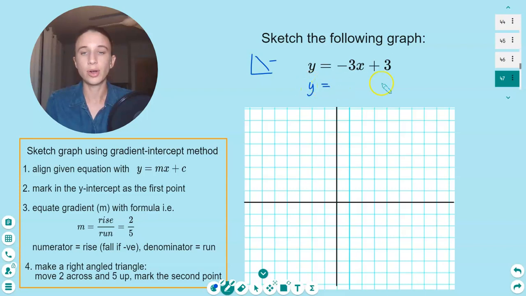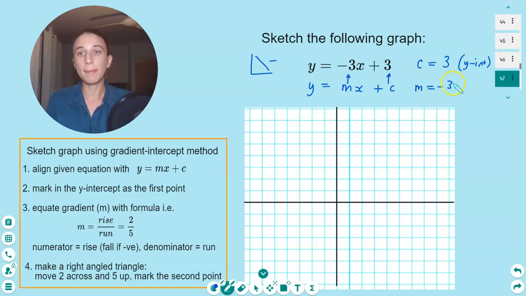So again, writing directly underneath, y equals mx plus c. Now, that means that the m value is -3 and the y-intercept is 3. So you can write it in. I'm just going to write c is 3, y-int. M is -3. And remembering that you can write any whole number as over 1, as divided by 1, because that helps us equate our rise and run. Remember that thing? Numerator with numerator, denominator with denominator. All right, but anyway, now let's get to the graph.